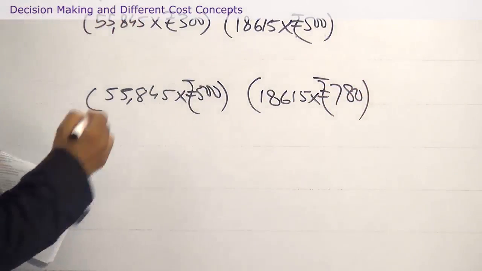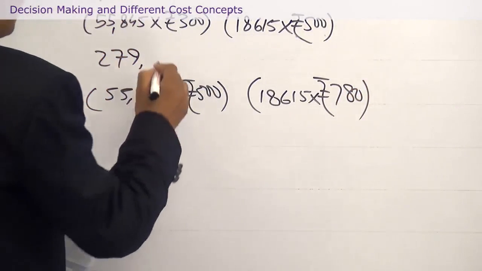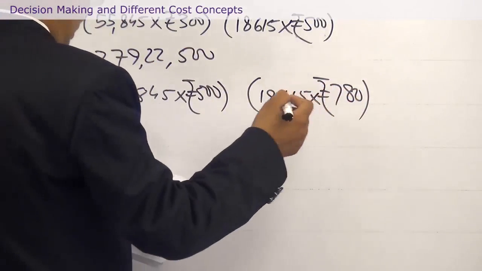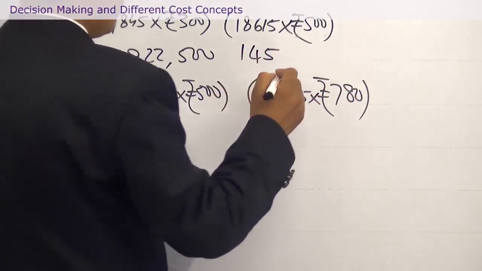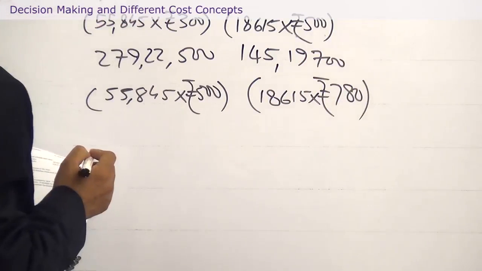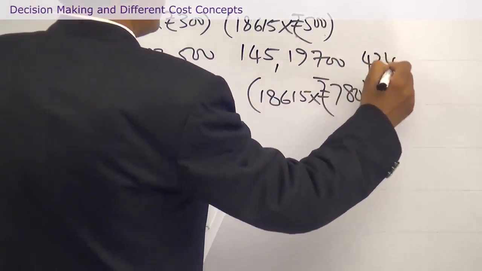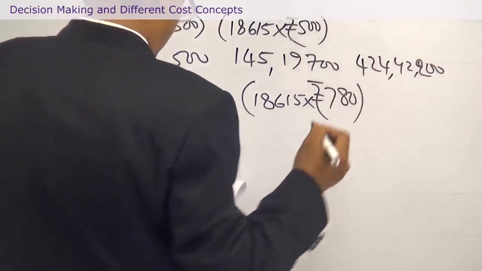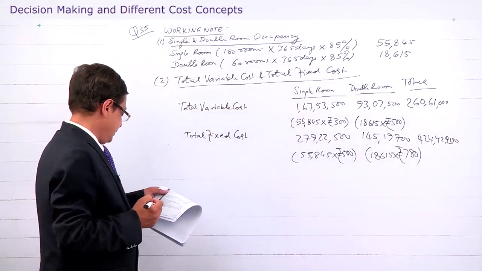So if you add them, you will find 2 crore 79 lakh 22,500, and if you do the multiplication here, you will get 1 crore 45 lakh 19,700. So if this is the case, on addition you get 4 crore 24 lakh 42,200. So this is the figure you are going to get.